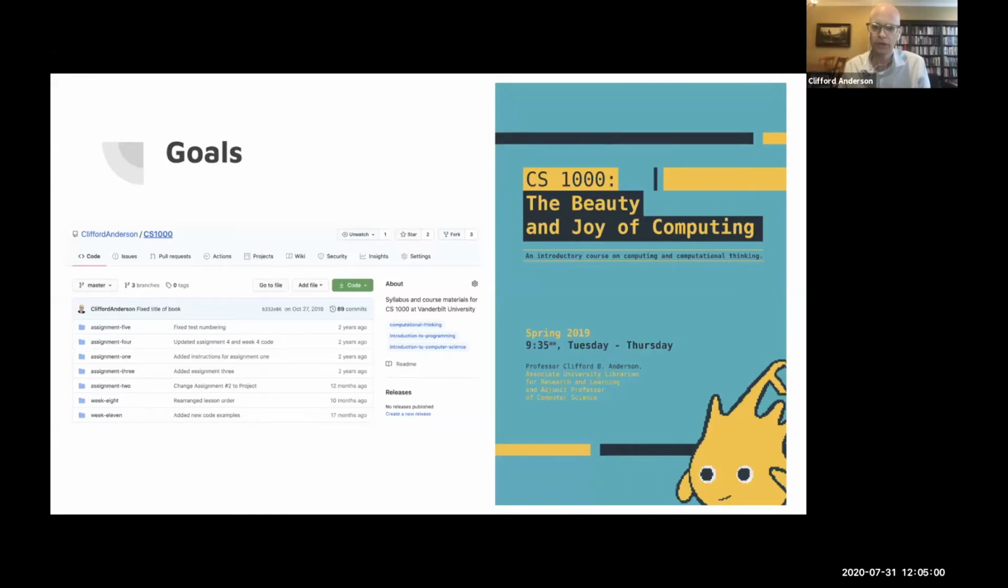Like so many other places, we sensed at Vanderbilt that there was a gap in our course offerings for people who wanted to study computer science but didn't want to commit to the major sequence, which would have them learning Java over the course of 1, 2, or 3 semesters.